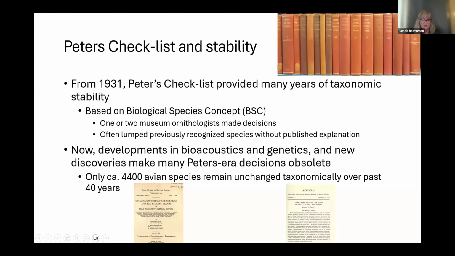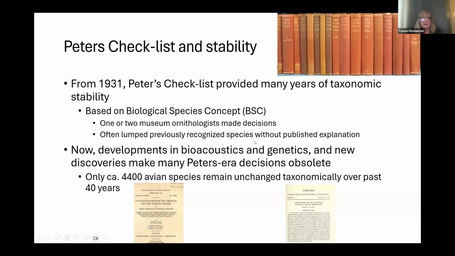And usually it was just one person or two people making the decisions. And at that time, of course, they didn't have bioacoustics and they didn't have genetics to work with. So what they had was massive collections of museum specimens, which give a pretty good basis for making species level decisions, but imperfect, of course.